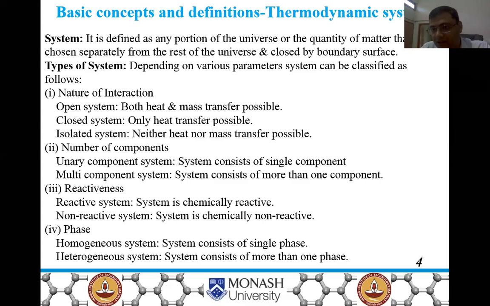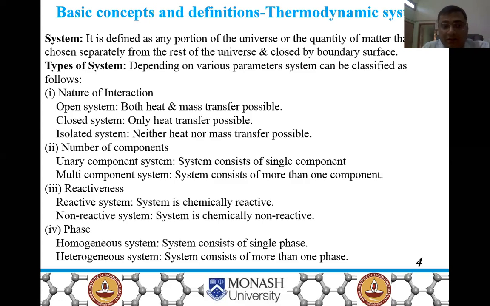First is the nature of interaction, that is, how it is interacting with the surrounding. First is the open system. If heat and mass transfer is possible, then it is known as an open system. If only heat transfer is possible, then it is called a closed system, and if neither heat nor mass transfer is possible, then it is called an isolated system.